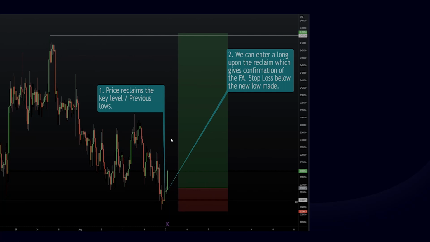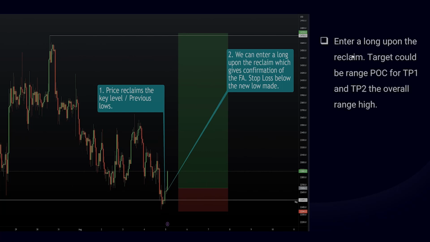It's the take profit which is context dependent. But generally speaking, we can use the Fibonacci from high to low to lock in that first take profit. And then from there, we can make a decision. Should we move our stop loss to entry? Should we move it up into profits? Or should we just keep it where it is, because that's the overall hard invalidation? So upon entering the long upon the reclaim, the target could be the range point of control for take profit 1, and take profit 2 could be the overall range high.